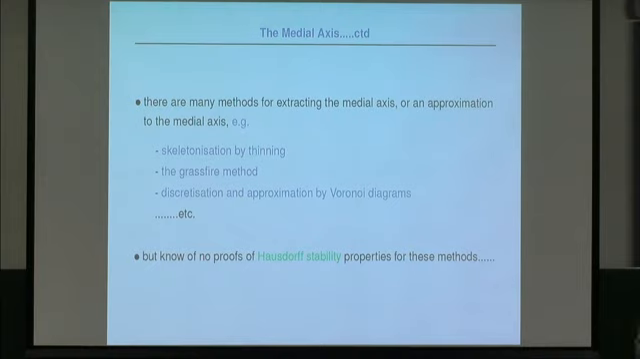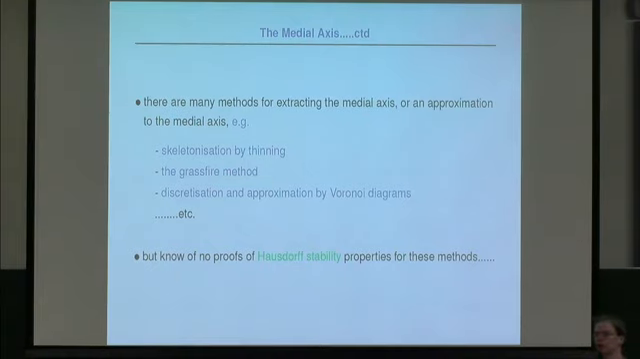There are many ways of extracting the medial axis or an approximation to it, right? One way is by skeletonization by thinning or Grassfire methods, or some kind of discretization and approximation by Voronoi diagrams. But in none of these cases are there, to our knowledge, good estimates of the stability of the process, and in particular, no proofs of so-called Hausdorff-stability of the method.